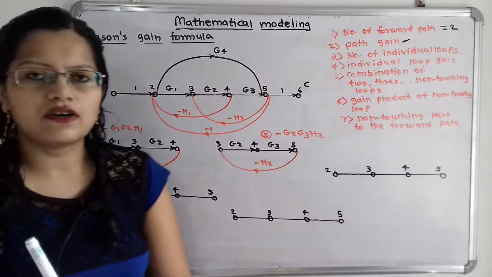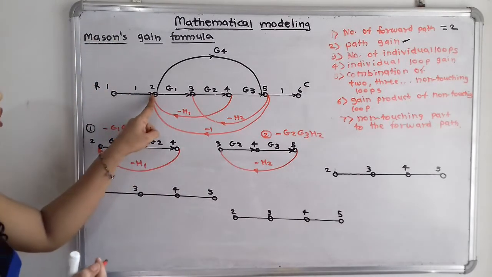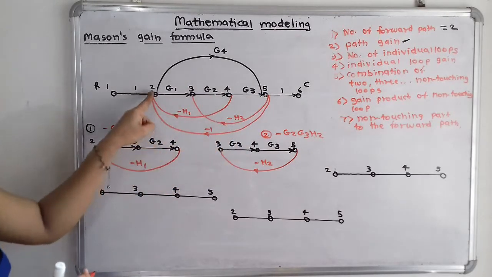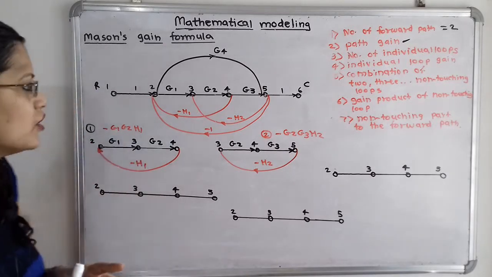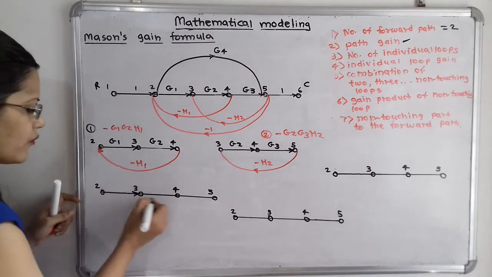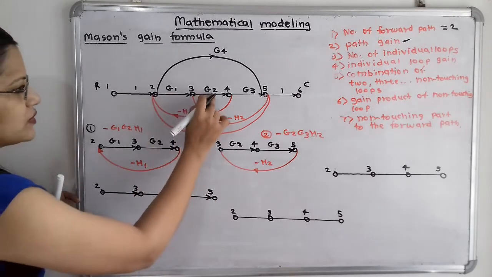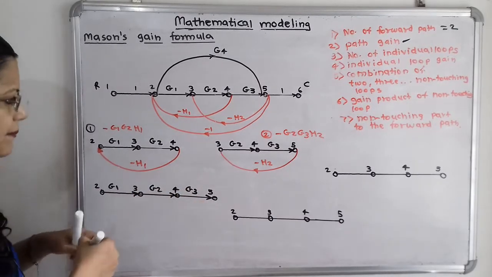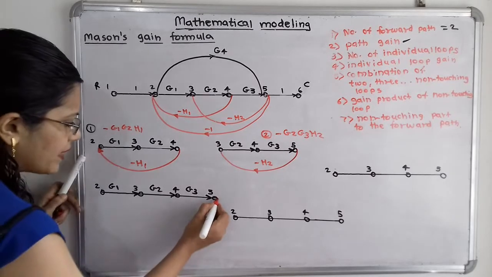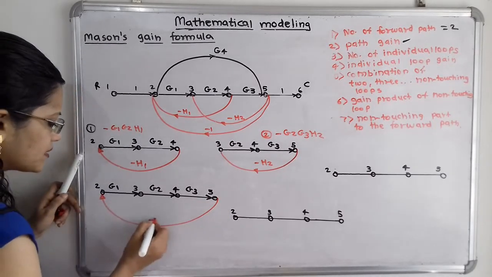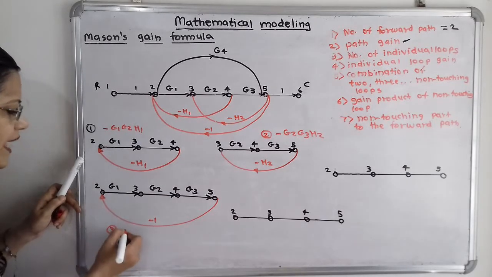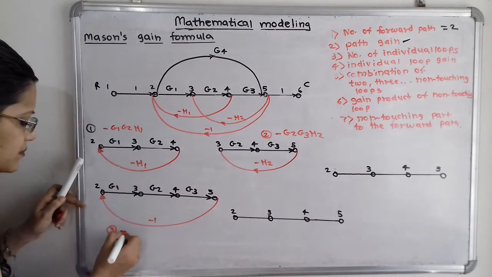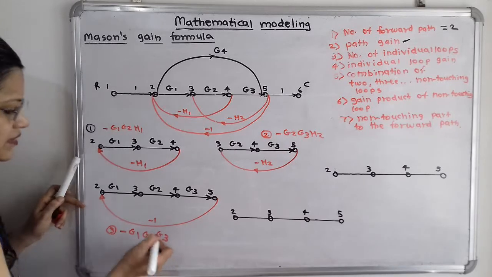Then we will move to the third loop. Now again if we observe, from node 2 to 5 this is the forward path, and again because of the feedback path this loop is getting completed. So we will show here from node 2 to 5 the gains G1, G2, G3, and the feedback path gain is minus 1. So for this loop 3, the loop gain is the multiplication of all these, that is minus G1, G2, G3.